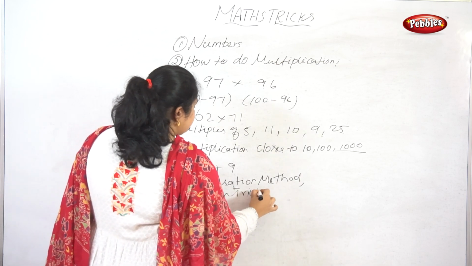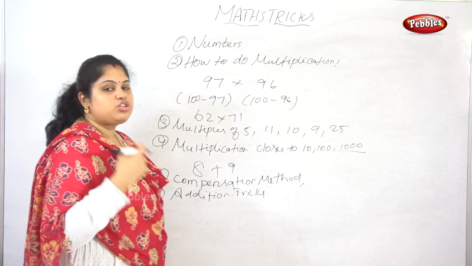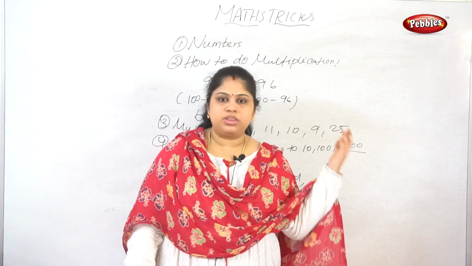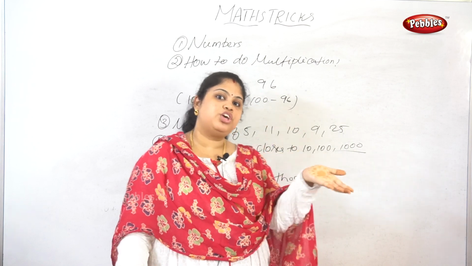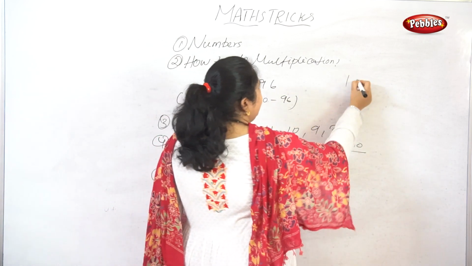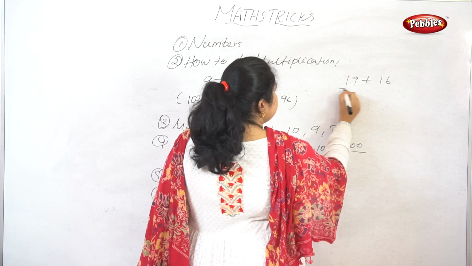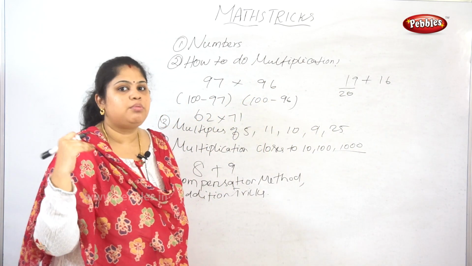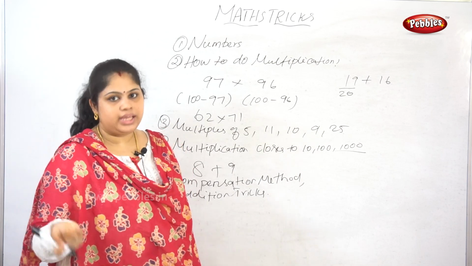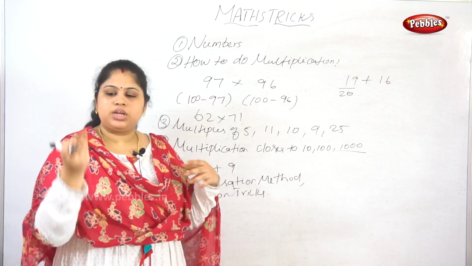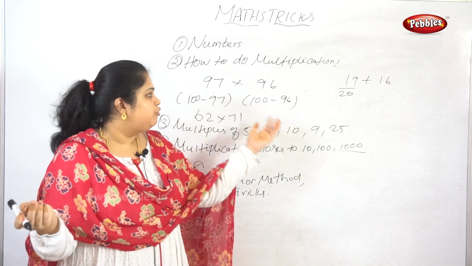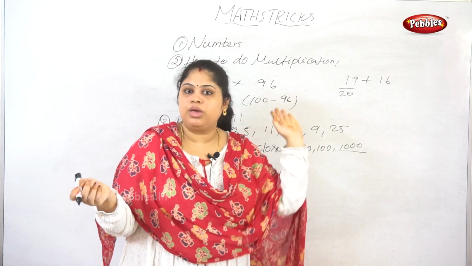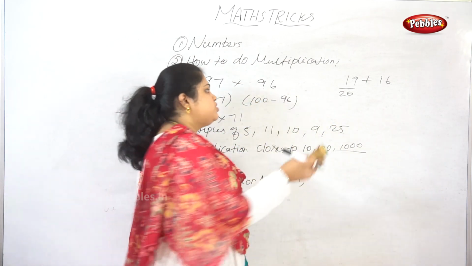In Vedic mathematics also we have seen a lot of addition tricks, and the compensation method. Compensation method means giving a compensation. For example, 19 plus 16: if we make it round, it becomes 20 plus 16, which is 36, then we subtract 1 and get 35. Instead of counting 9, 10, 11 on the fingers, if you give a compensation and make it round, it will be easy to add. So this is the compensation method.